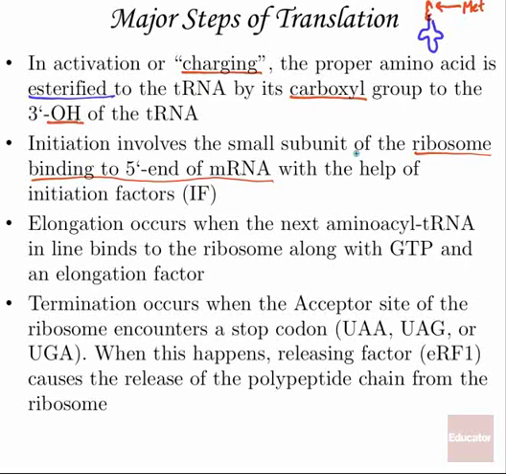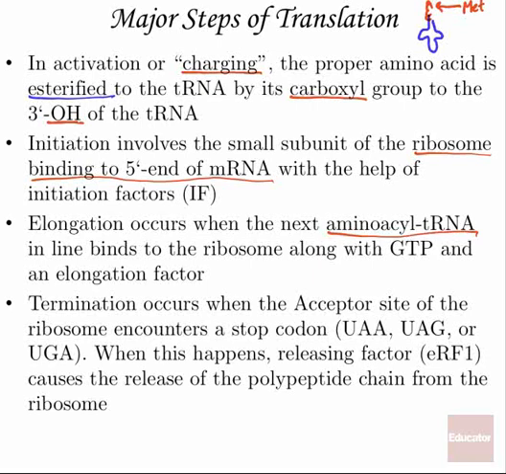Now, the next step would be elongation, and that's going to happen when we have the next aminoacyl tRNA. So this is the charged tRNA. When the next one comes in, it binds to the ribosome along with GTP, because you need a lot of energy for this to occur. So when we have energy and a charged tRNA coming in, as well as an elongation factor, we can allow elongation to occur. So we're lengthening the polypeptide longer and longer.